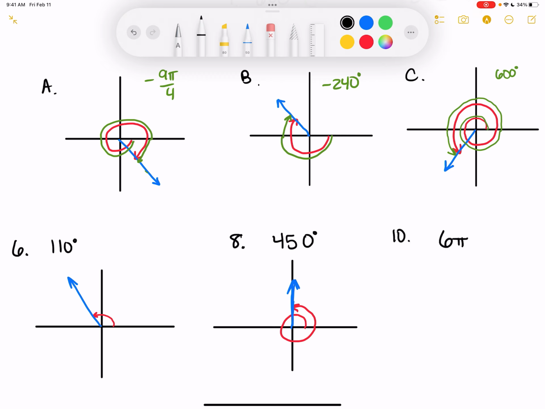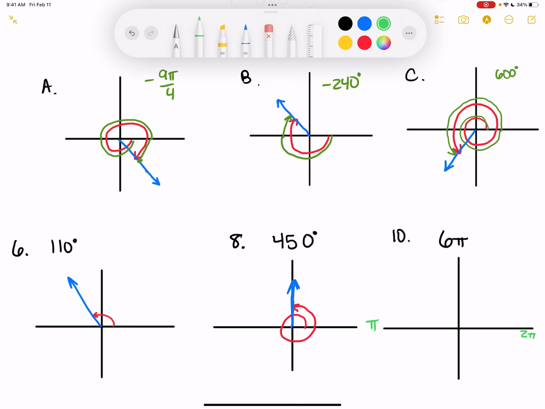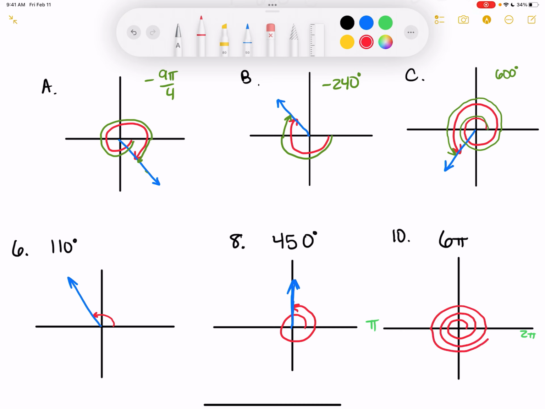10 is 6 pi. Something we know about pi is pi is the same as how many degrees? 180. So to go around half is pi. To go all the way around gives us 2 pi. So I'm going to start here. 1 pi, 2 pi, 3 pi, 4 pi, 5 pi, 6 pi.